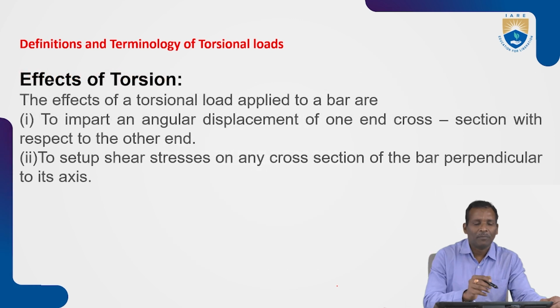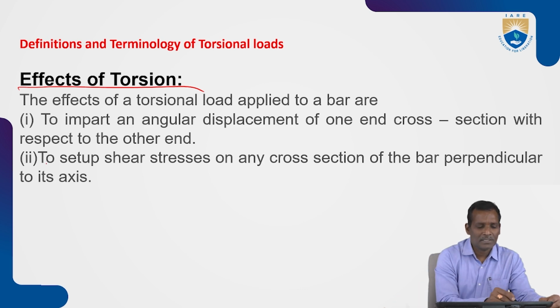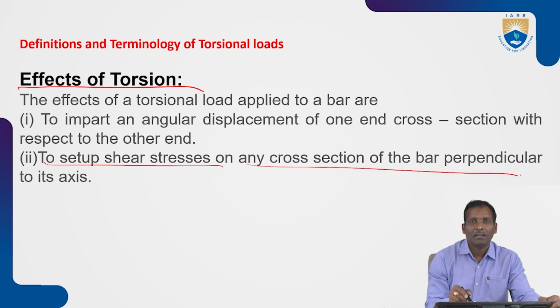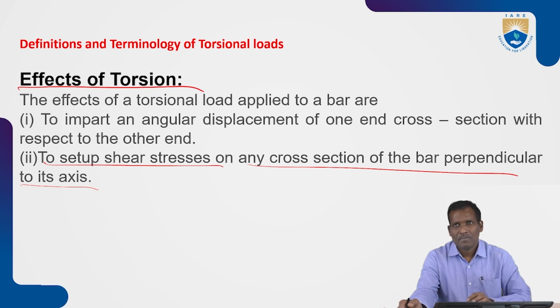Next, what are the effects of torsion? The effects of a torsion load applied to a bar are to impart an angular displacement of one end cross section with respect to the other end, and to set up shear stresses on any cross section of the bar perpendicular to its axis.